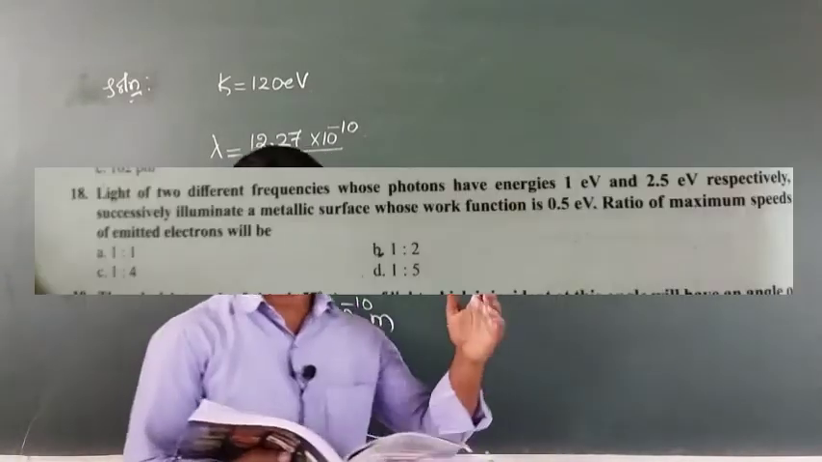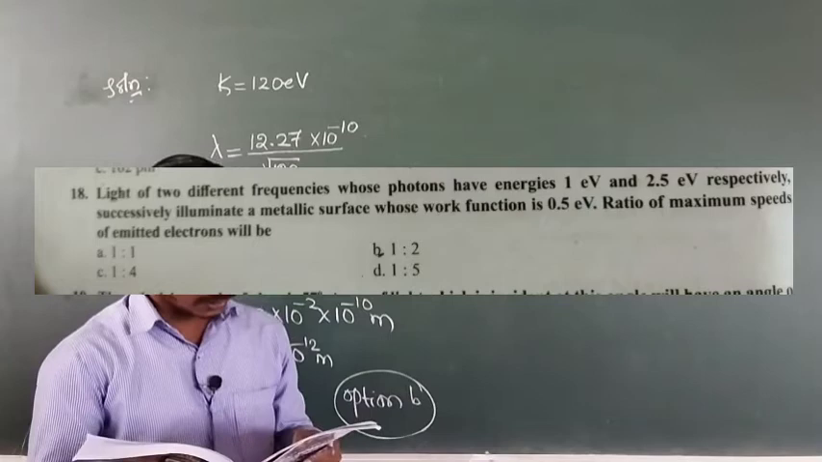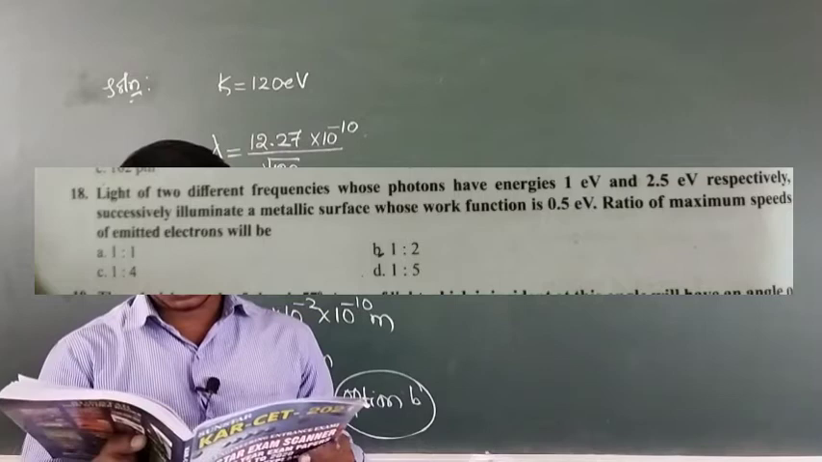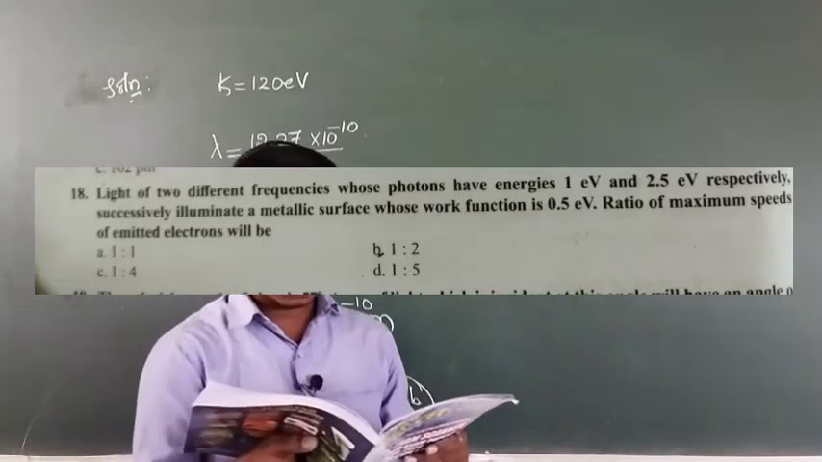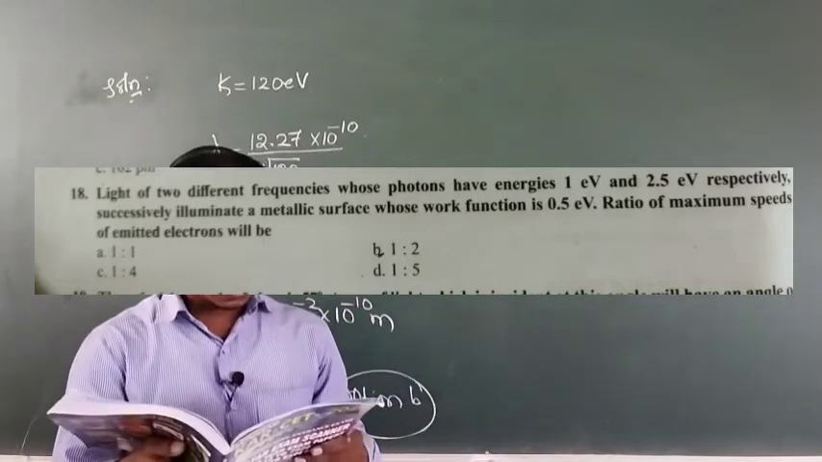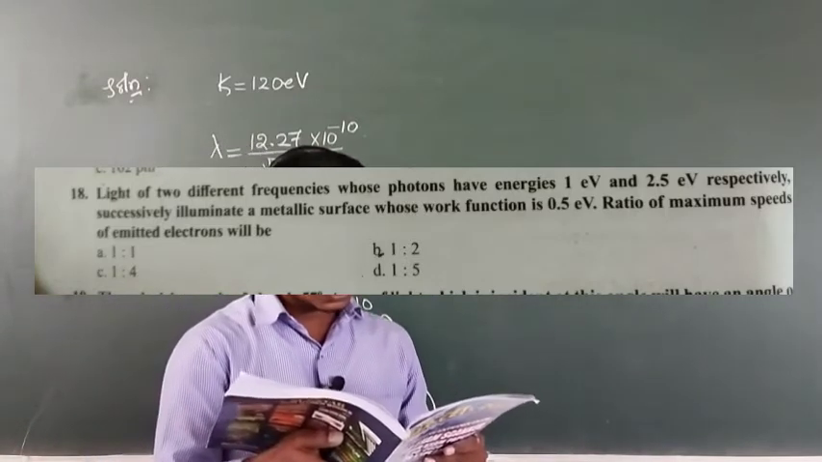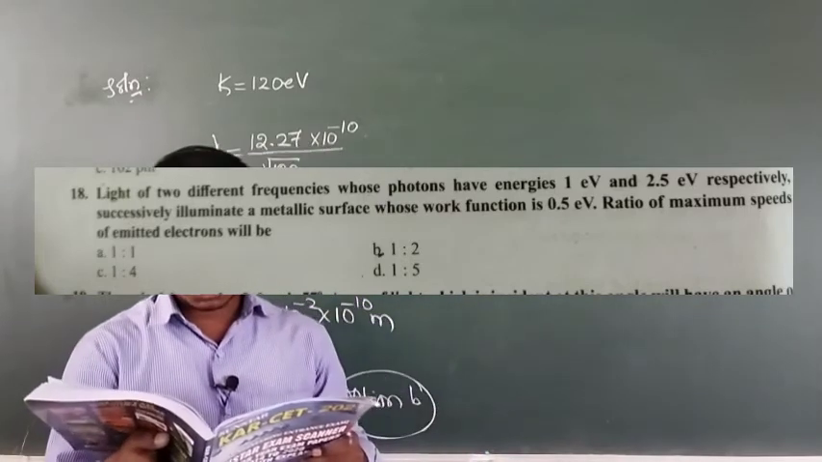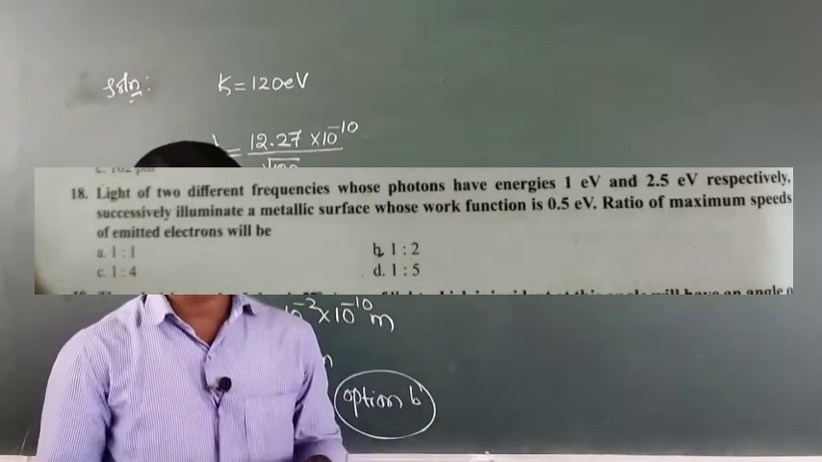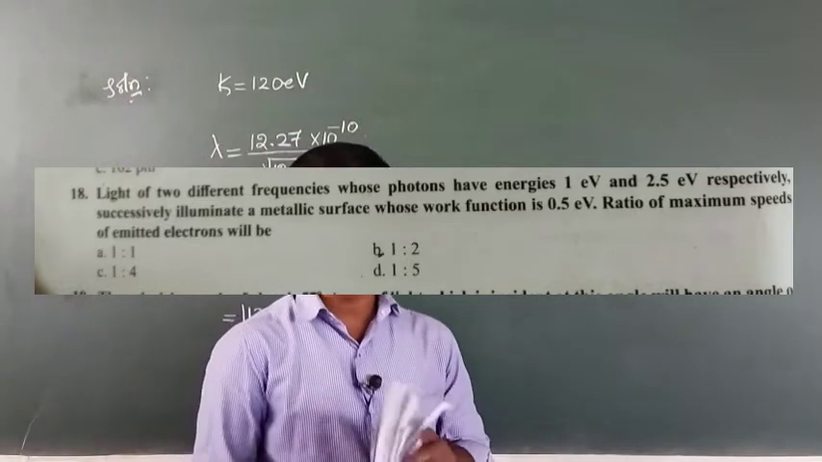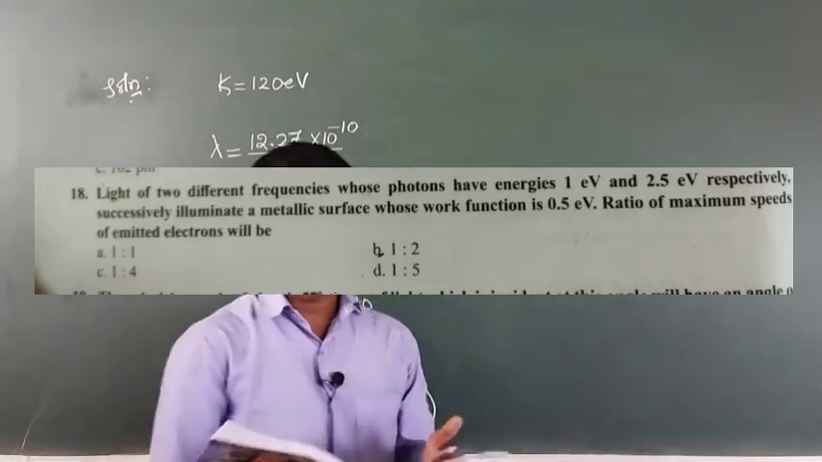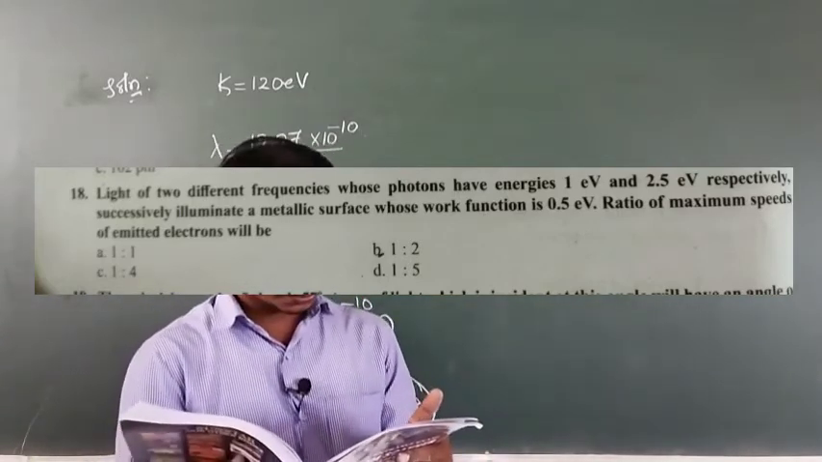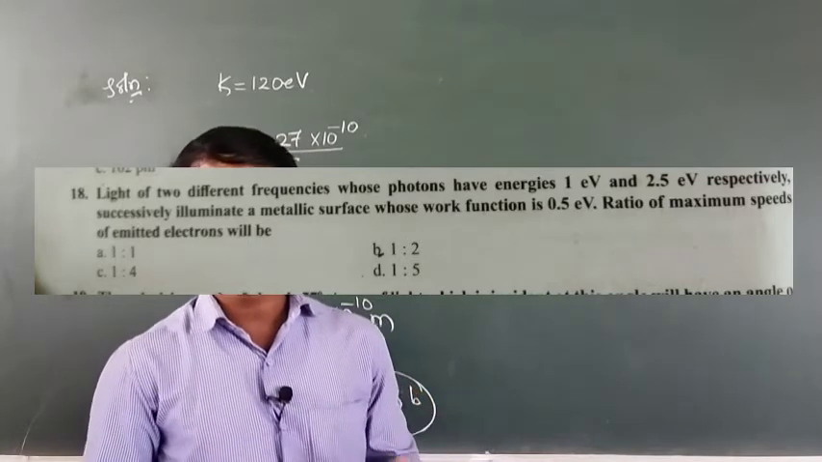That question was also asked in the same year, that is in the year 2015. Light of two different frequencies whose photons have energies 1 electron volt and 2.5 electron volt respectively, successively illuminate a metallic surface whose work function is 0.5 electron volt. The ratio of maximum speeds of the emitted electrons will be? What we have to find is the ratio of maximum speeds of the emitted electrons. Options given: 1:1, 1:2, 1:4 and 1:5.